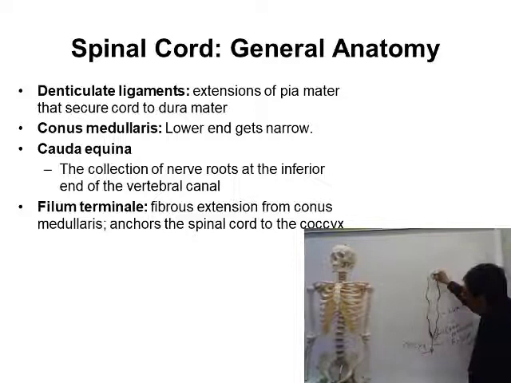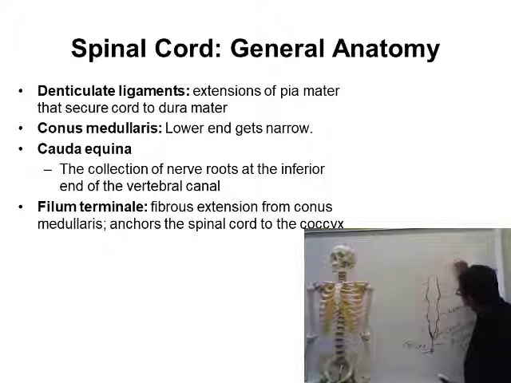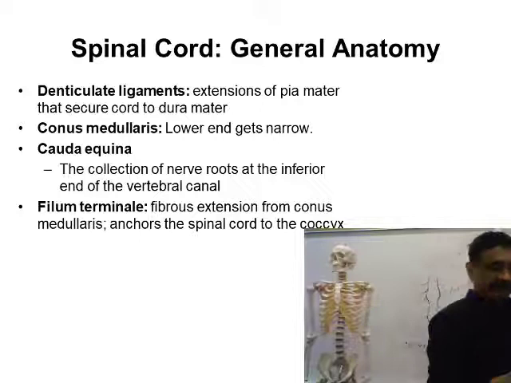Now, from the pia mater, also ligaments arise. These ligaments arise from the pia mater like this on both sides and get attached to the dura mater. Dura mater is the outermost meninges, you know, which is very thick and tough. So this is dura, and this is pia, and from pia mater, these ligaments arise and get attached to the dura mater. And these ligaments are called denticulate ligaments.